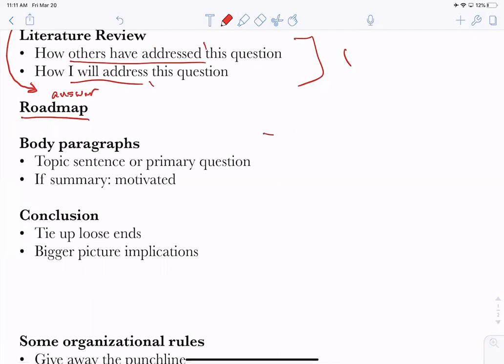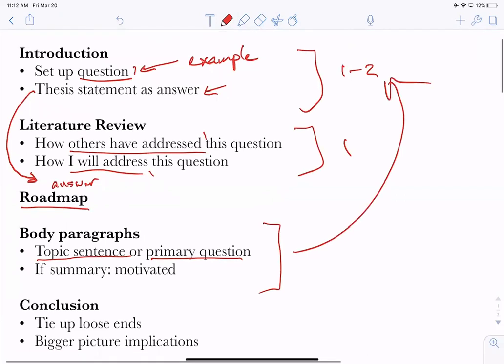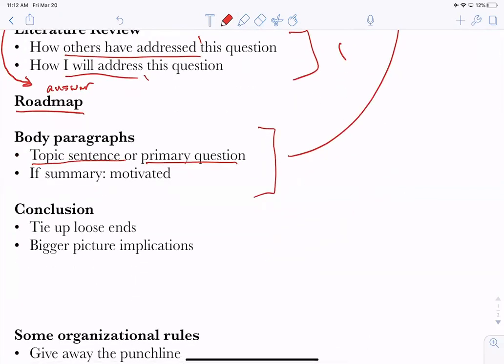Within your body paragraph, so obviously you'll do this as many times as you need to, make sure that you always have a topic sentence or a primary question. It doesn't have to be the very first sentence, but I should be able to find it as a reader. And if you can't say it in 1 sentence, then the paragraph isn't organized, or it's too long, or you're covering too many things. So you should be able to say what the paragraph is about and how it relates back to your main question in 1 sentence.